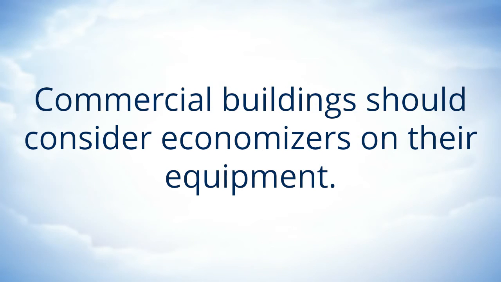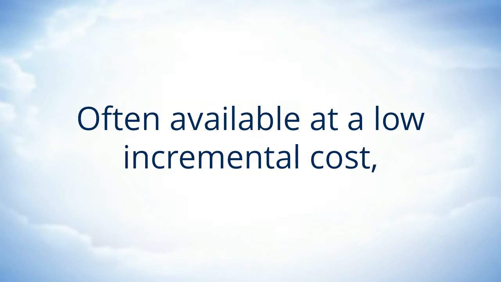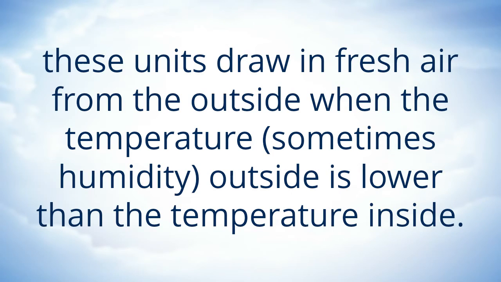Commercial buildings should consider economizers on their equipment. Most current codes require economizers on equipment over 15 tons in size. Often available at a low incremental cost, these units draw in fresh air from the outside when the temperature, sometimes humidity, outside is lower than the temperature inside.